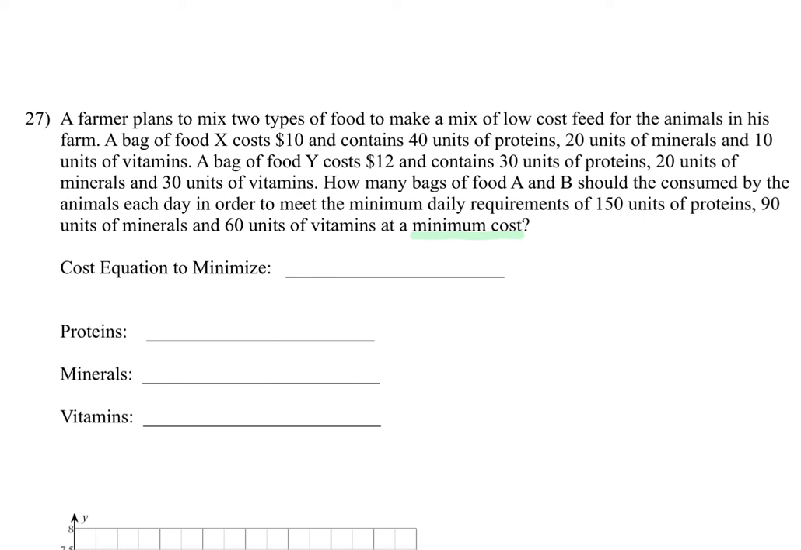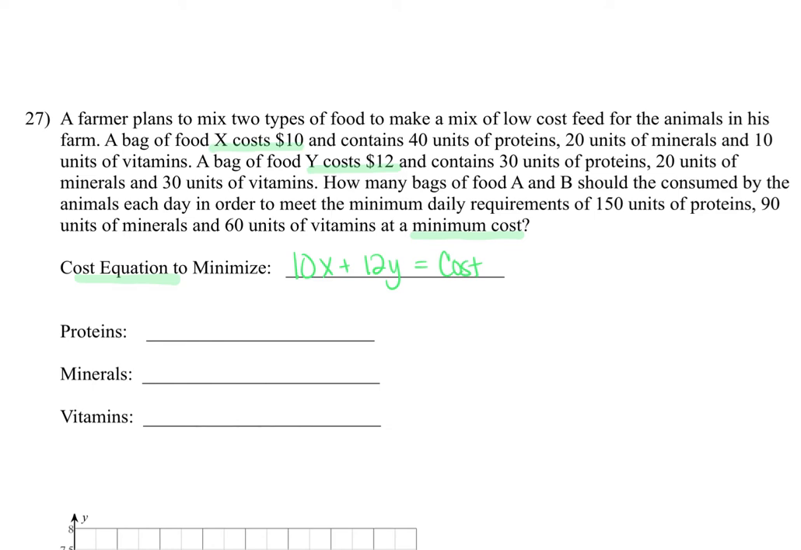This is where I use my highlighter. I'm going to highlight this in green, and then I'm going to highlight anything that has to do with cost. X costs $10, Y costs $12. And so that tells me my cost equation: 10x plus 12y equals my cost. All right. And then I'm going to look at my limitations, okay?